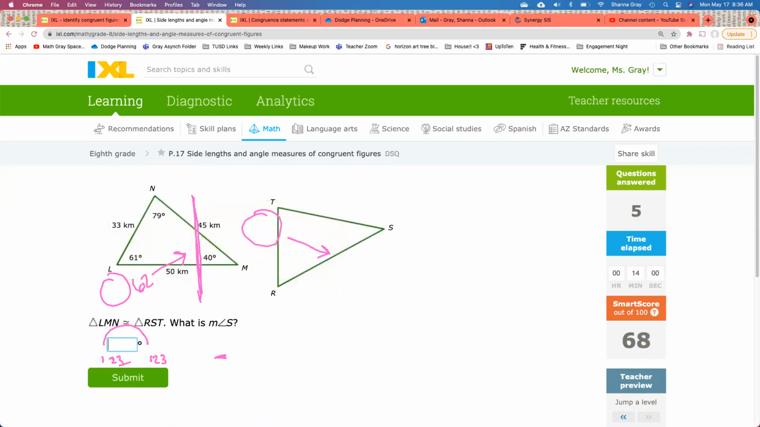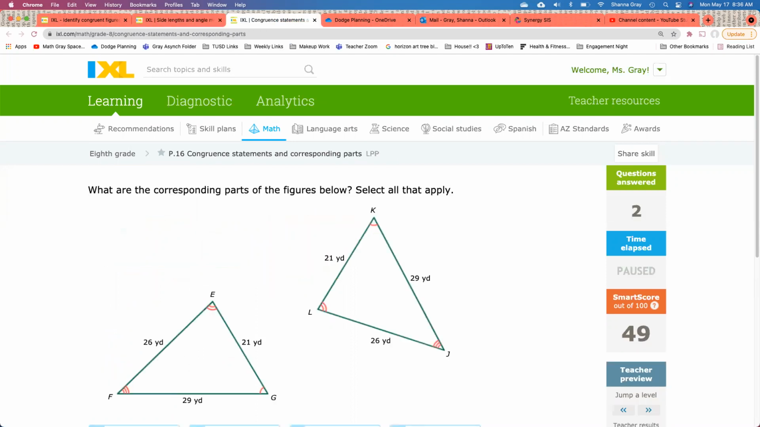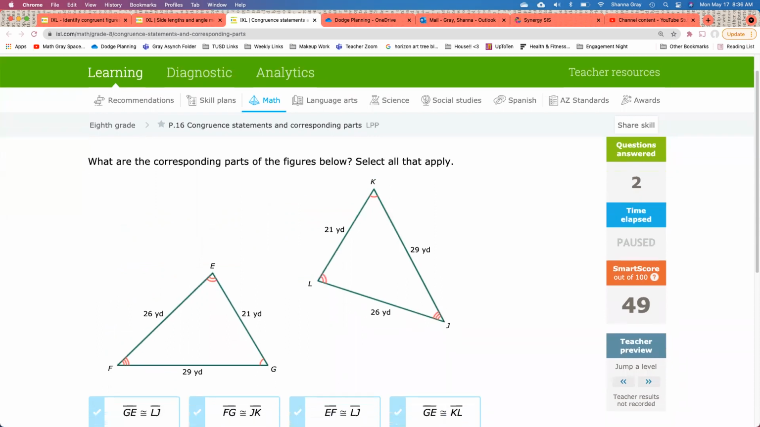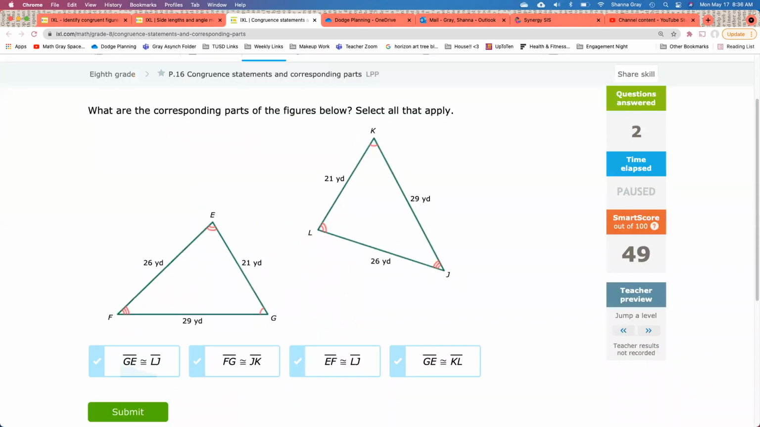Good work. All right, be careful. Make sure you're using all of the information available to you. Finally, congruent statements is really similar. This time you're checking to see how many of these are true. If you go through each one, you need to be exact about comparing measurements. So GE is this side, that's 21, and LJ is this side, which is 26. So that does not match.